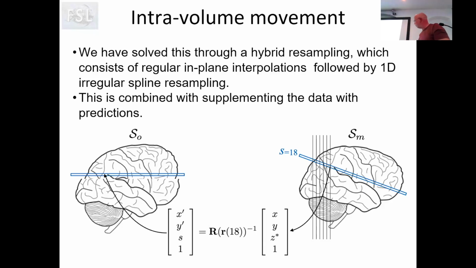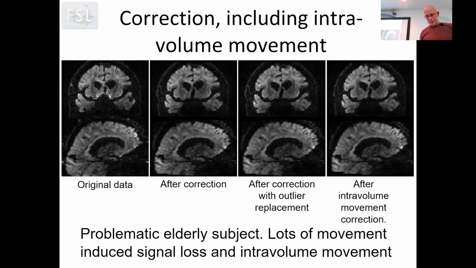So then what you do is you do a sort of irregular spline resolve, which means having to solve a system of equations, but that's fine. But also combine that with supplementing the data with predictions. So in the places where you don't actually have data, you can use the predictions from our generative model and put those in there. So you can actually regenerate the volume quite well.